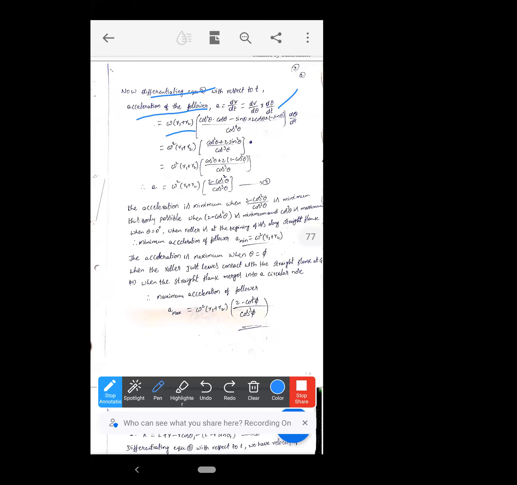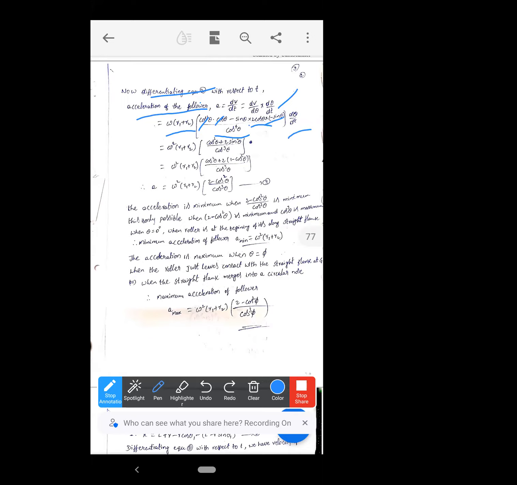Again, it seems to be the u by v formula, so we write the formula for differentiation of u by v. The denominator is v square, and the numerator is v into u dash minus u into v dash. Here v is cos square theta, and u dash is d by d theta of sin theta, which is cos theta. Minus u into v dash: sin theta into 2 cos theta into minus sin theta. And again d theta by dt is there.